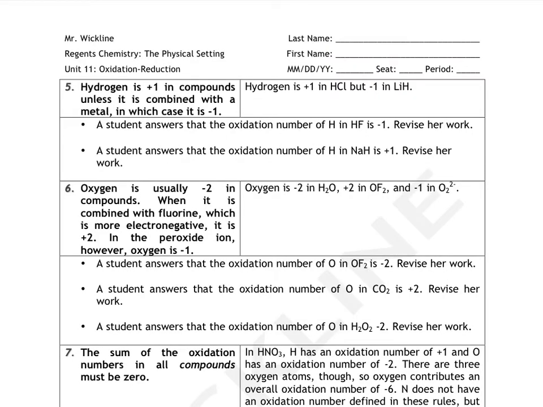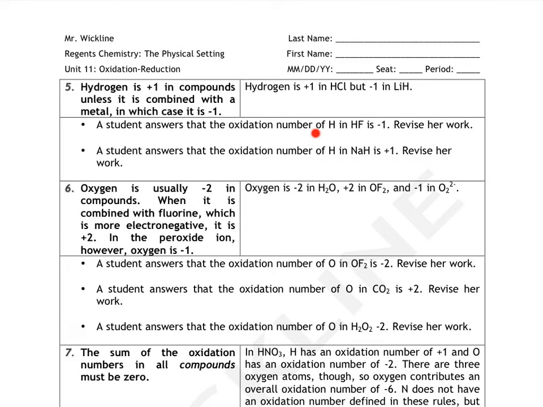Rule number 5 says that hydrogen is +1 in compounds unless it's combined with a metal, in which case it is -1. So for instance, hydrogen is +1 in HCl, but it would be -1 in LiH because lithium, the metal, is going to be +1. Let's do a couple more examples.